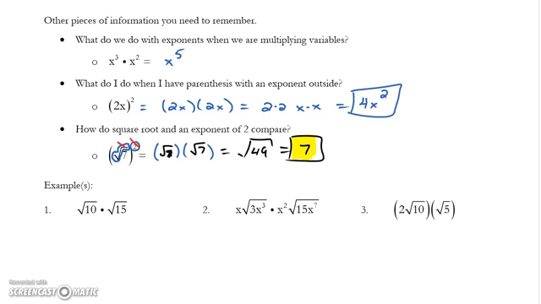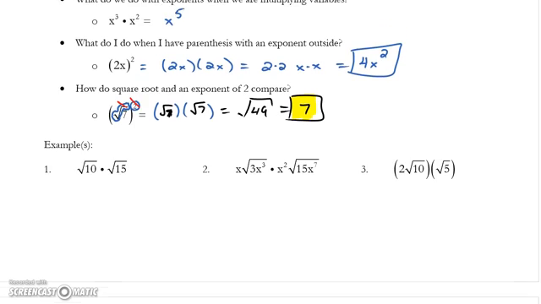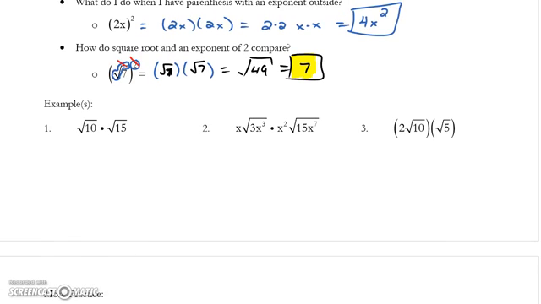Okay. So we'll take a look at problems like that in just a couple of minutes. I'm going to do 3 examples with you, then you guys are going to work on some examples on your own.